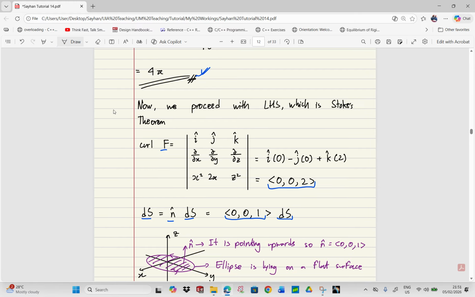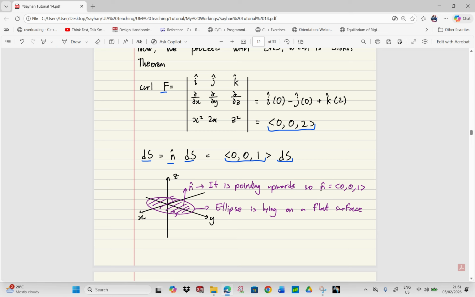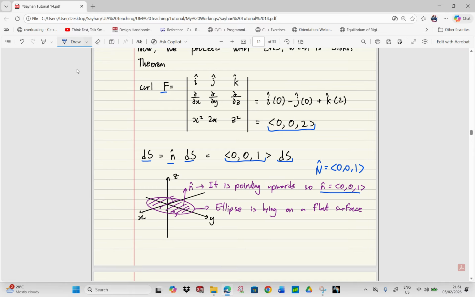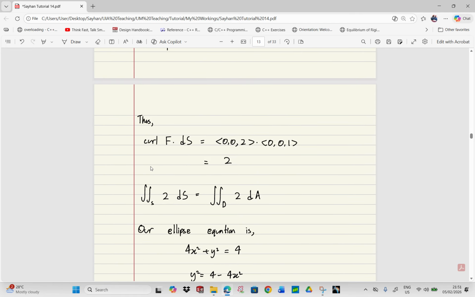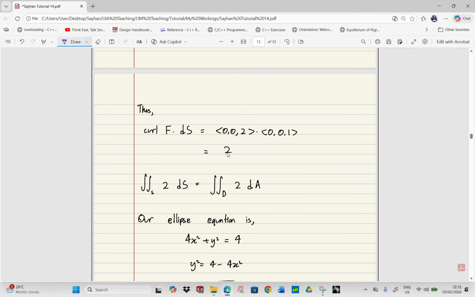Okay, it's pointing upwards also, that's why I chose my unit normal vector with 0, 0, 1 in this case. And this is also a normal vector. You can say that your actual normal vector is also 0, 0, 1. You don't have to find a unit normal vector at all. So your curl is just simply equal to 2. 2 dS.